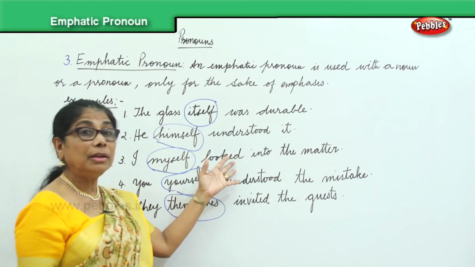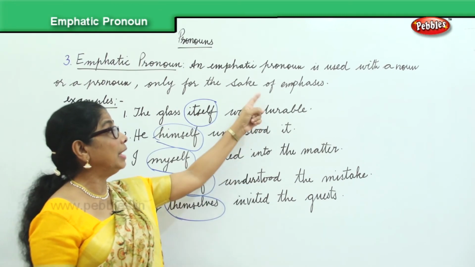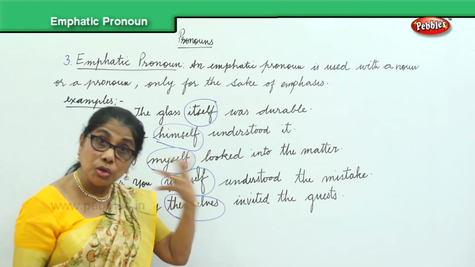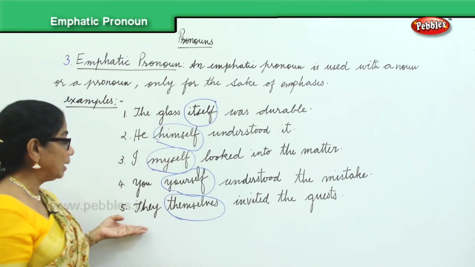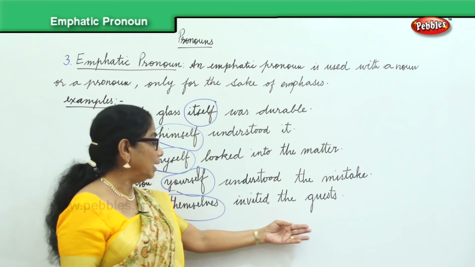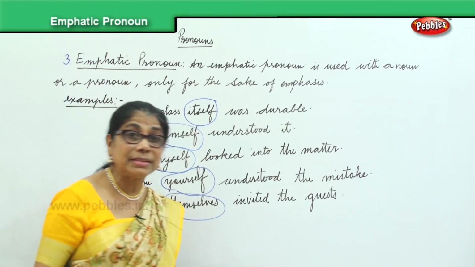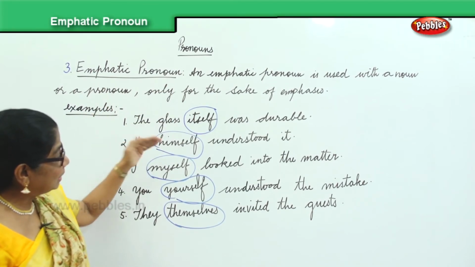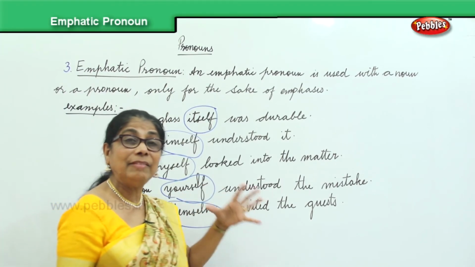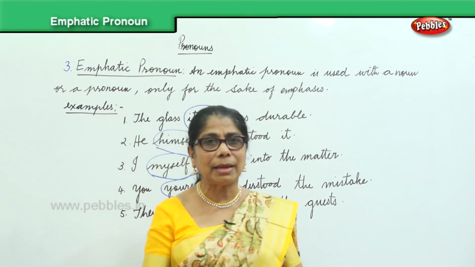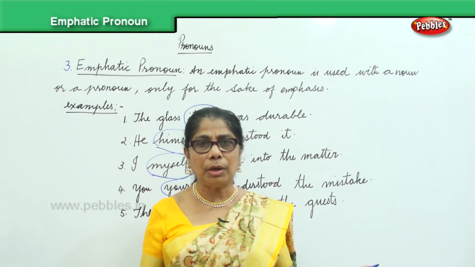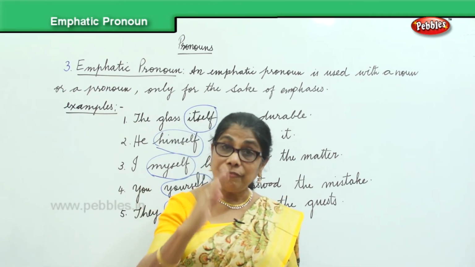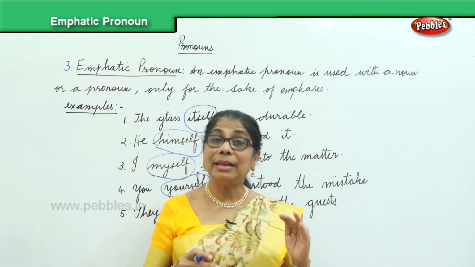I looked into the matter. You are emphasizing, I myself. You are giving emphasis. You understood the mistake. You are saying you yourself understood. You are emphasizing. They invited the guests. They themselves invited the guests. Now, in this, itself, himself, myself, yourself, themselves, when you say this, you are emphasizing. You can say, I sat alone in the house. I myself sat alone. And when you make emphasis, then you say emphatic pronoun.